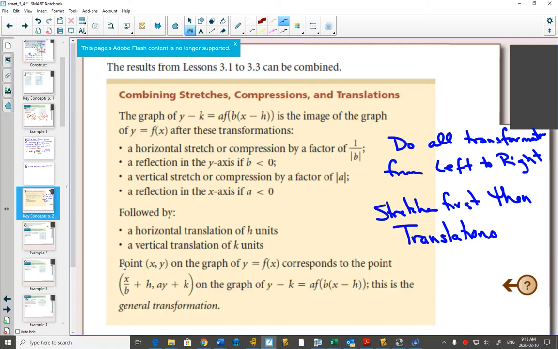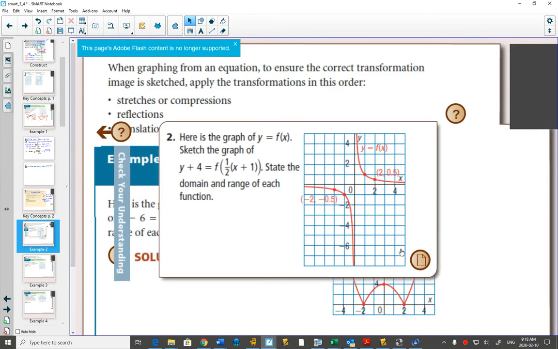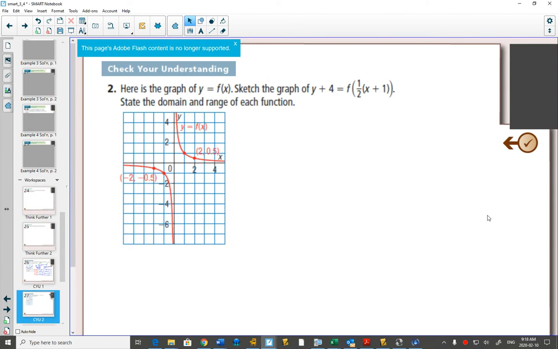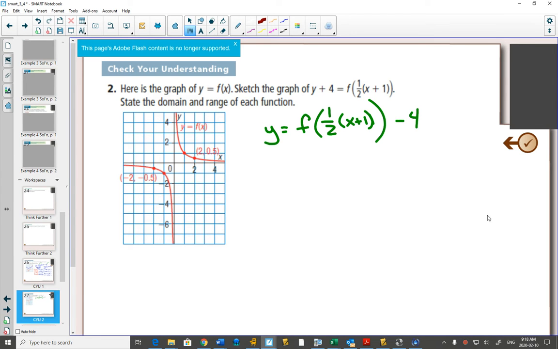And when doing things from left to right, we always write the y by itself. Notice this one's in factored form. So we're just going from left to right. So in our next example here, the first thing I'm going to do is I'm going to write the y by itself. So I have f(1/2 x + 1) - 4.